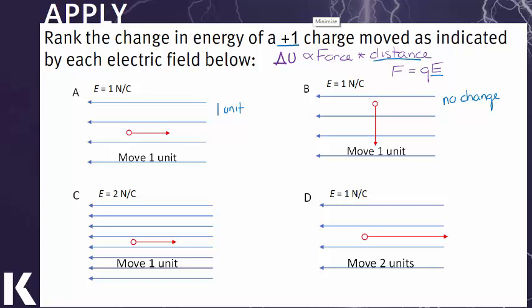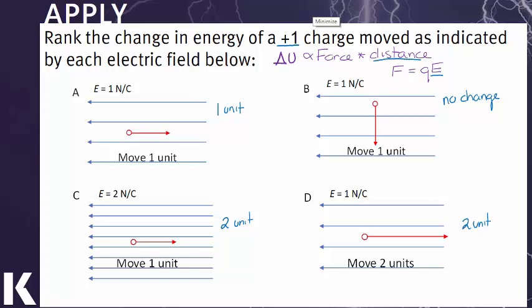In C, we have 2 newtons per coulomb and we're moving 1 unit. So since we have twice the field strength as we had in A, this would be a 2-unit change in energy. And in D, notice we have 1 Newton per coulomb, but we're moving it 2 units. So we have the same field strength as in A, but we're moving it twice the distance. So that would also give us twice the change in energy as we had in A. So this would be a 2-unit change in energy.